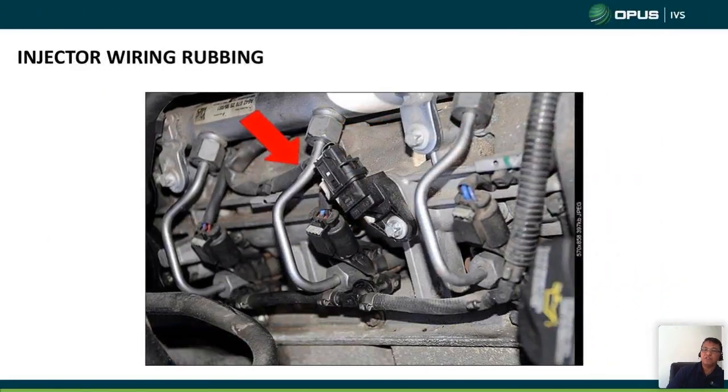Another common issue for the 642 engine is the injector wiring rubbing on the pipe. That's another thing that might give you a problem when everything is fitted back together. So make sure everything is properly fitted back as per the diagram and as per the work instruction.